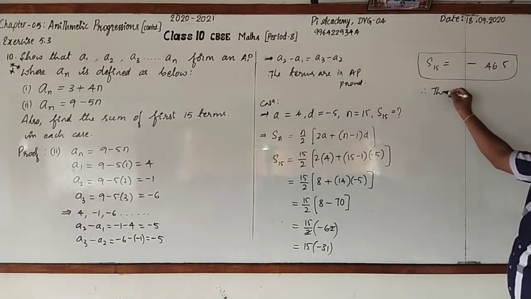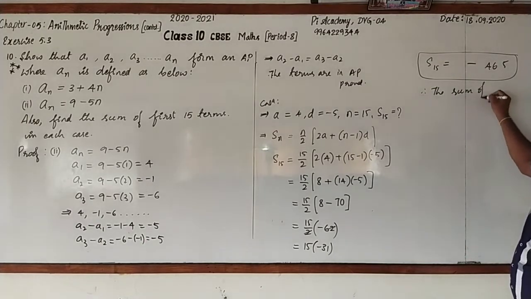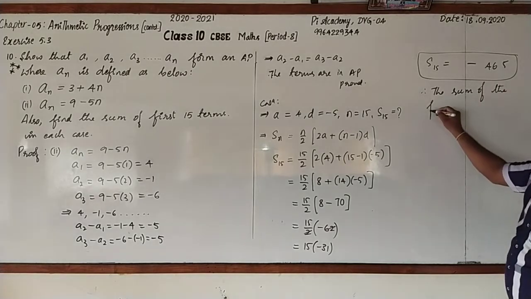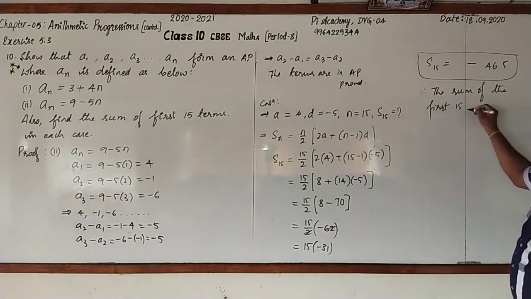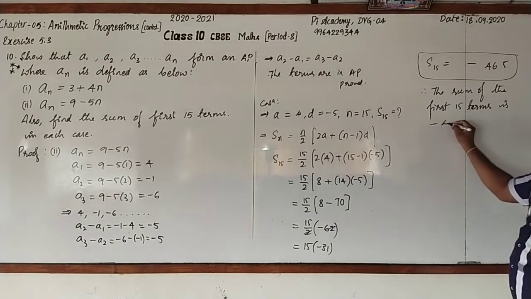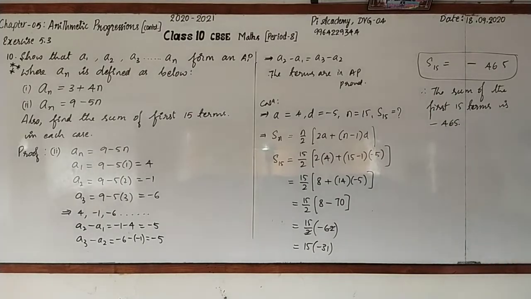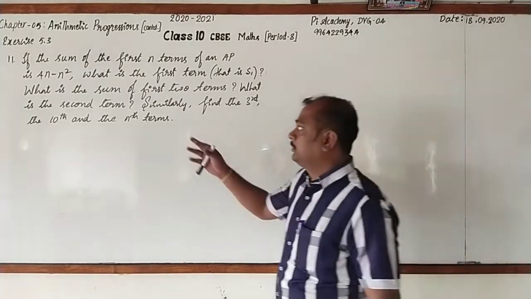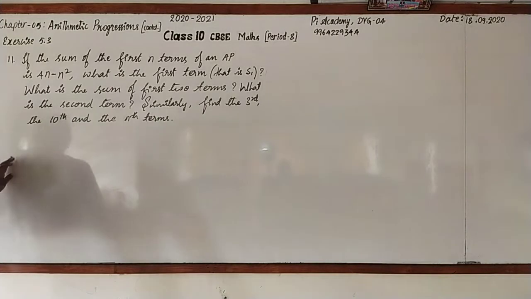Conclusion. Therefore, the sum of the first 15 terms is minus 465. Clear? Yes, copy this. Please go through this 11th one.